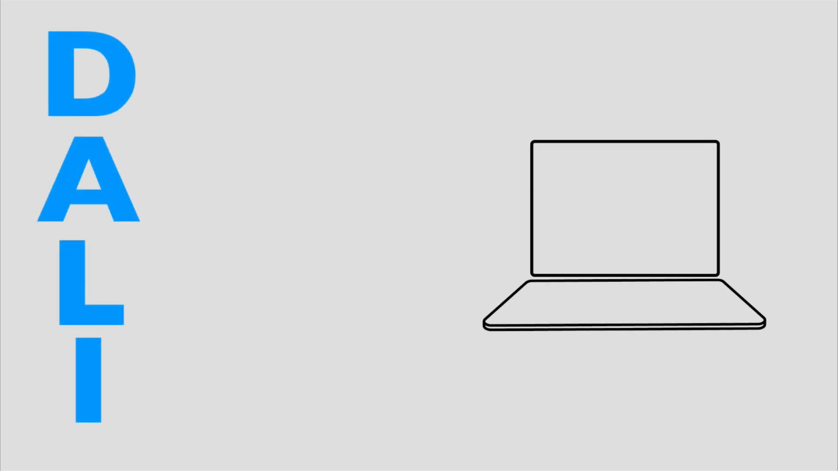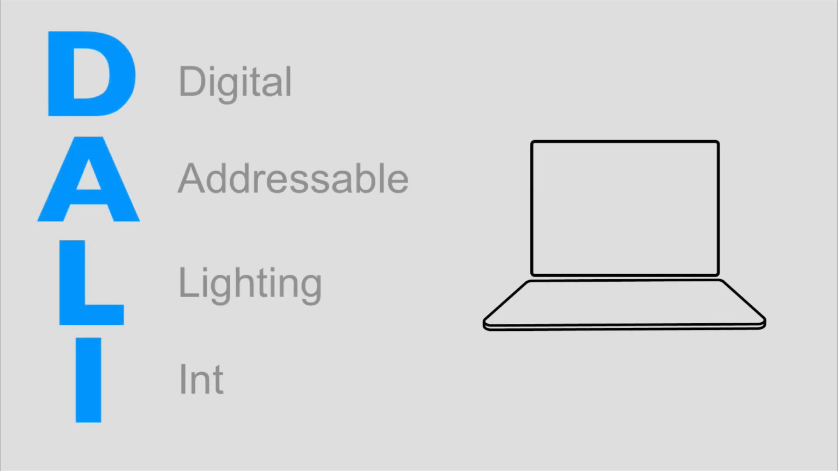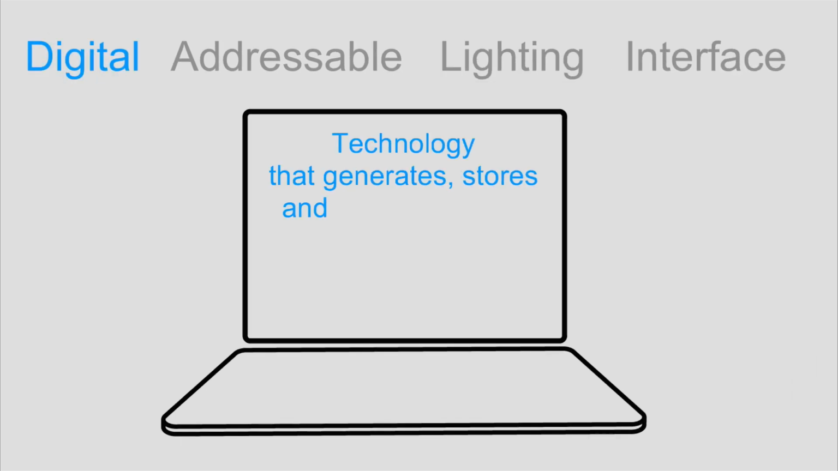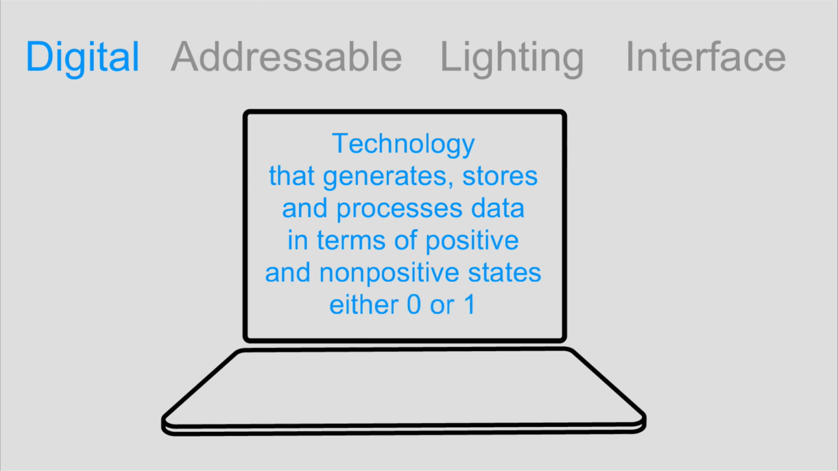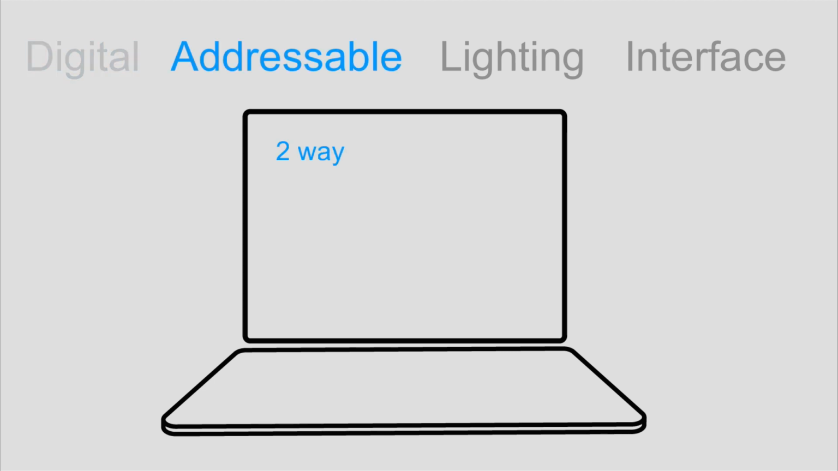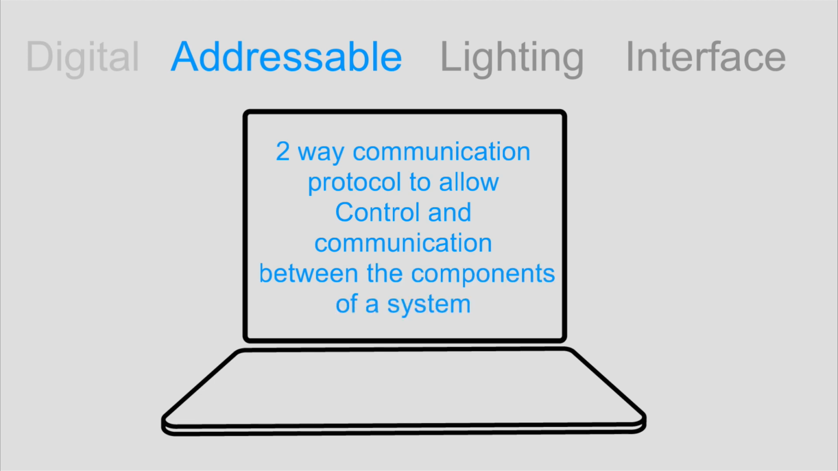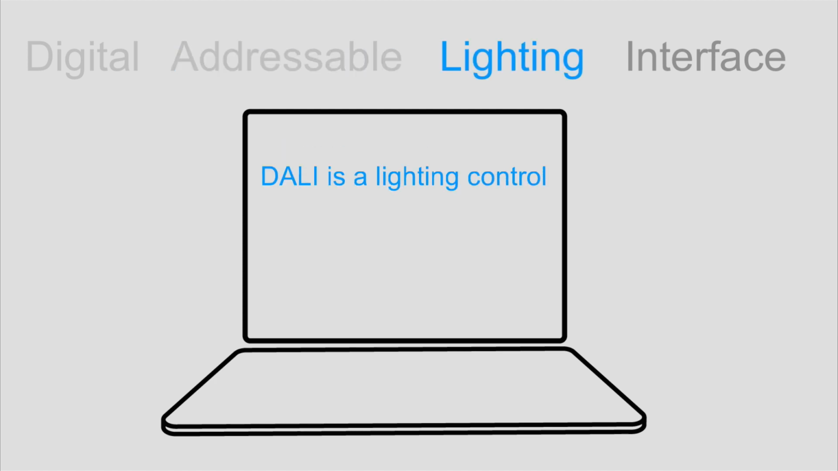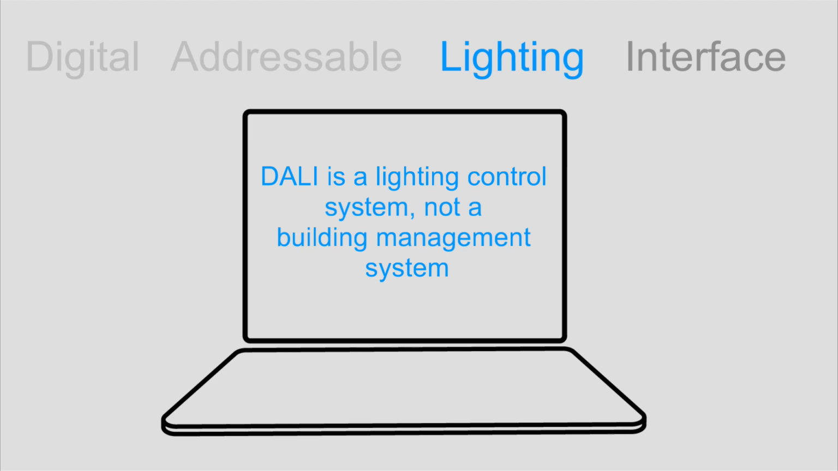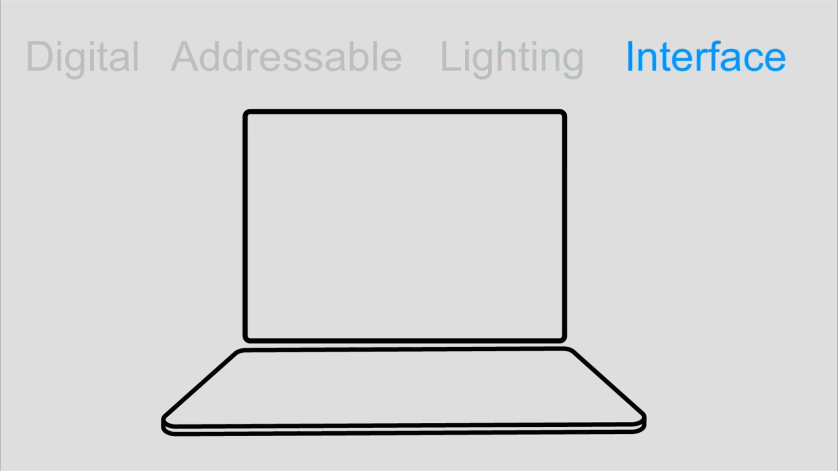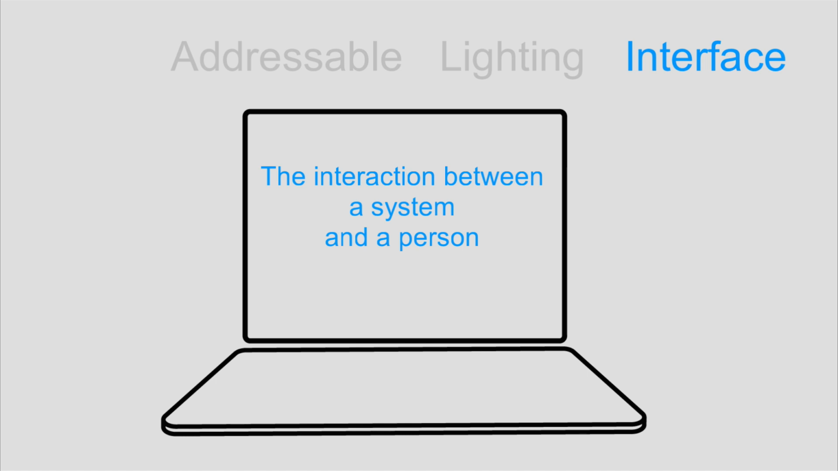So DALI stands for Digital Addressable Lighting Interface. Digital means it's a technology that generates, stores and processes data. Basically, it's streams of noughts and ones. It's addressable, which means it has two-way communication, which allows control and communication between any component of a system. And it's a lighting control system. It's not a building management system like KNX or such. It's an interface. It's the interaction between the technology of the system and a person.